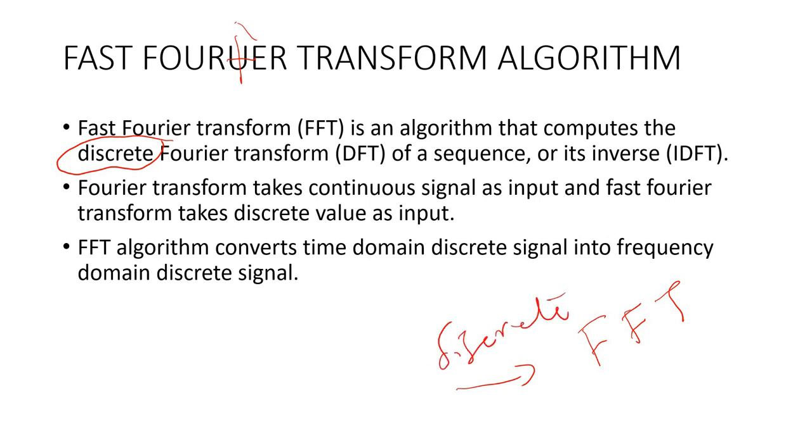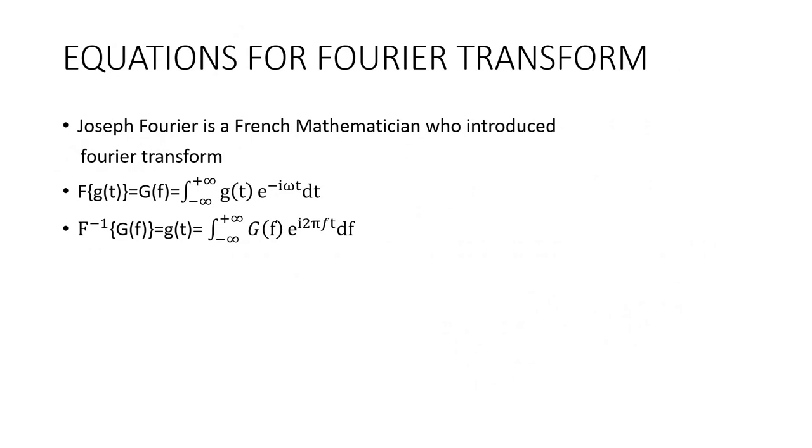Fourier transform is a continuous signal. The Fast Fourier transform algorithm converts a time domain discrete signal into a frequency domain discrete signal. These are all the important equations, very important equations for Fourier transform. Joseph Fourier is a French mathematician who introduced the Fourier transform.